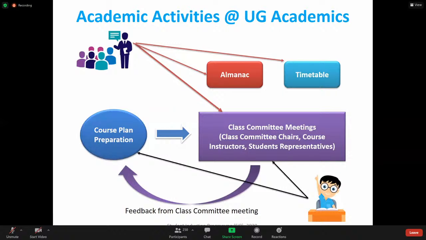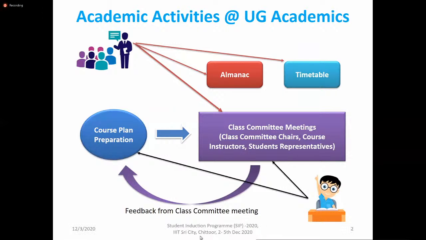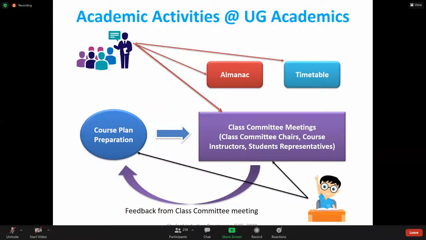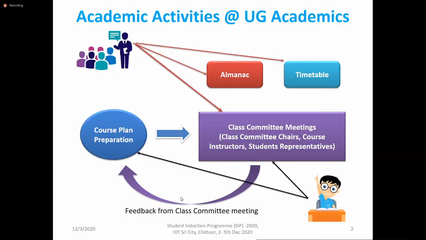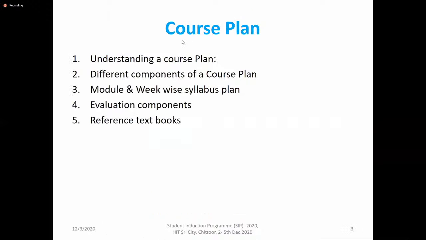So this is the overall flow of how the course plan will be floated to students, how the student can understand the course plan of each course, and how to read an almanac and timetables. Okay, so we'll see what all is part of a course plan.